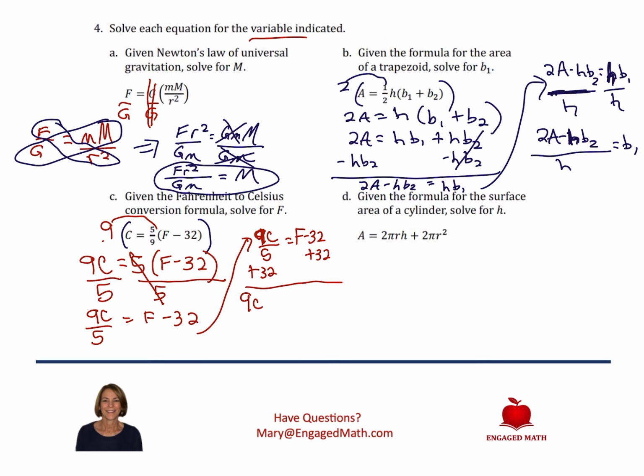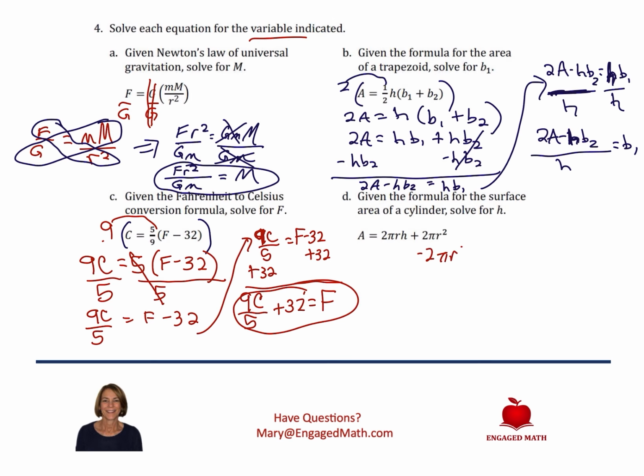So we end up with 9C, and that's an uppercase C. I'm going to make that look a little bit more like an uppercase C. So 9C over 5 plus 32 equals F. And that's all we can do. All right, let's go to the last one here, and we're solving for h.